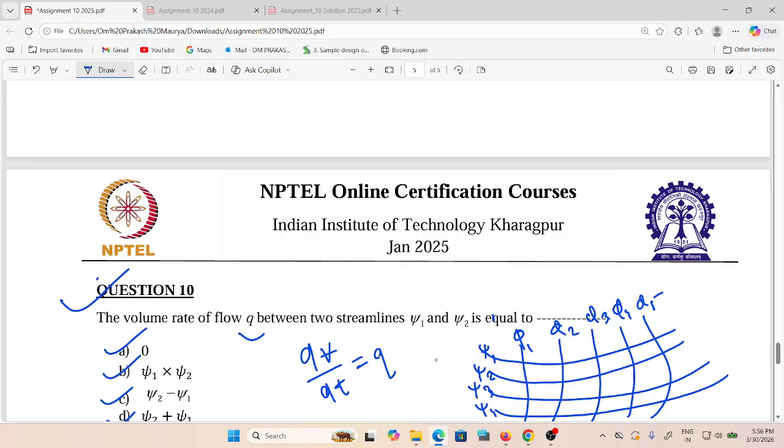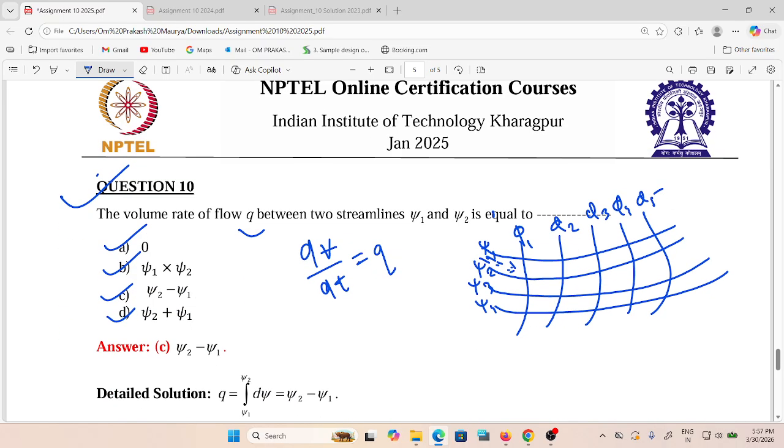So now, between these two, the volume flow rate, which is denoted by Q, is equal to, here remember always please, psi 2 minus psi 1. This will be your volume flow rate, or in the question it is given as Q. So this will be your formula.